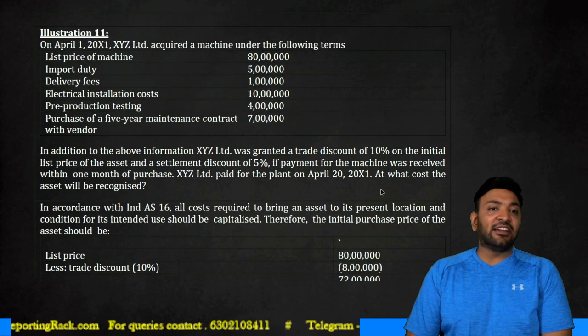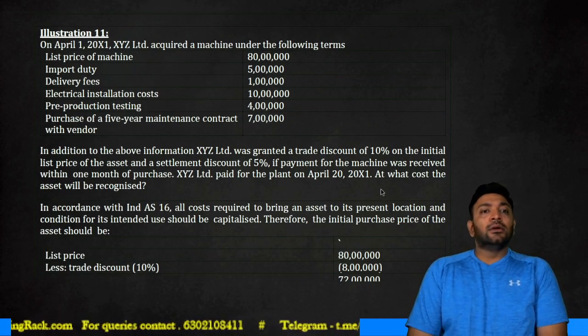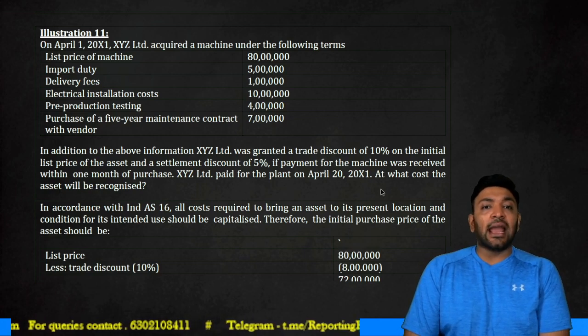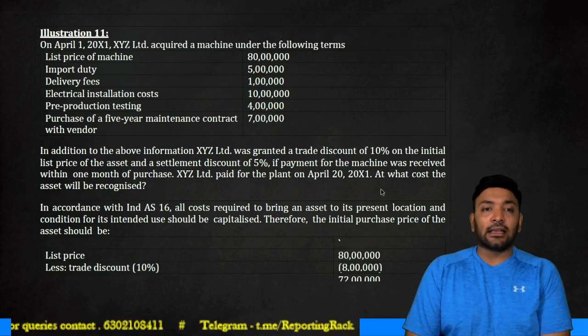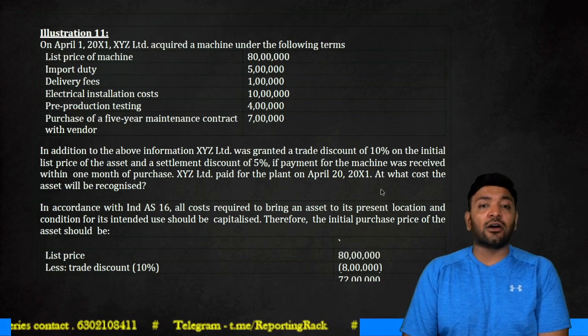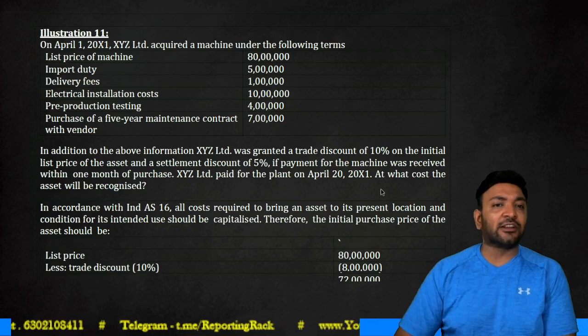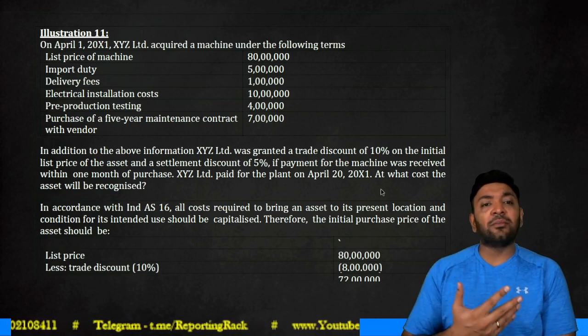Look at question number 11 then. On April 1st, 2021, X acquired the machinery on the following terms. List price of the machine is 80 lakhs. This price is nothing but the MRP kind of a thing. Okay, that is the price at which the machine was quoted.